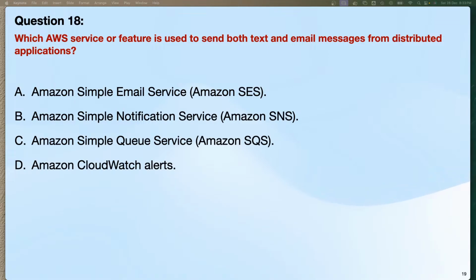SES can send email, but it cannot send a text message. We discussed the Amazon SNS service in our course, which can do application to application as a topic. Also it can do application to person as a text and push notifications to mobile. So Amazon SNS is the option here. Okay, so for 18, B is the answer.